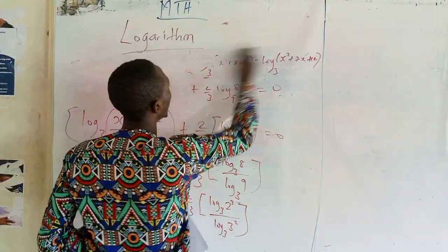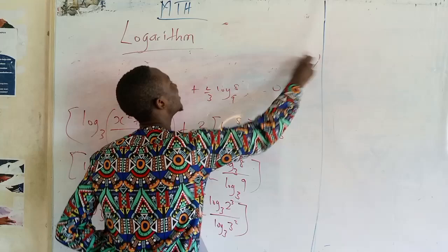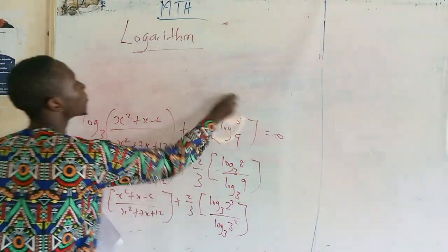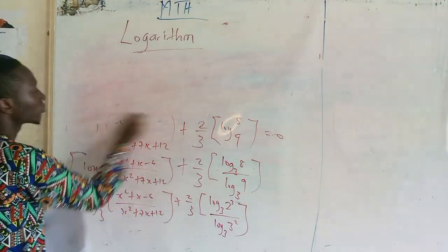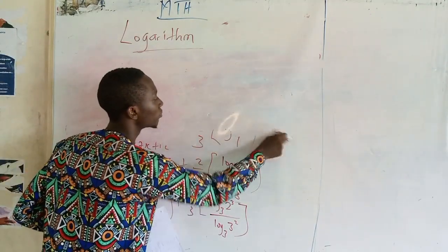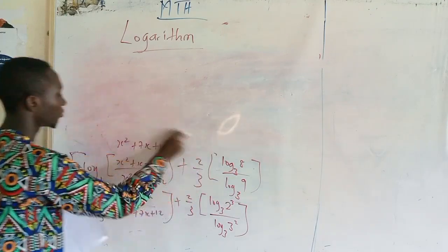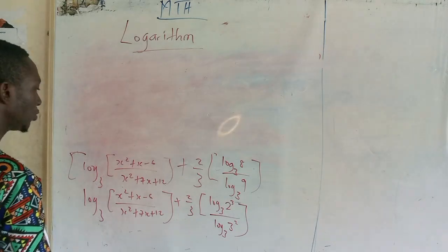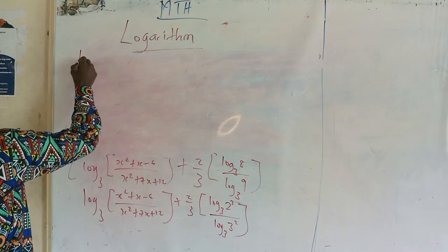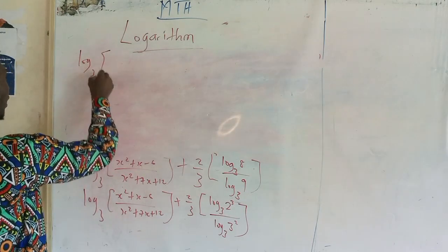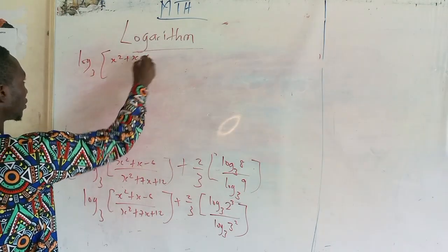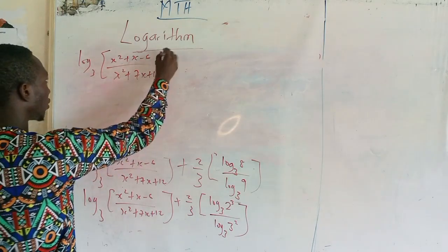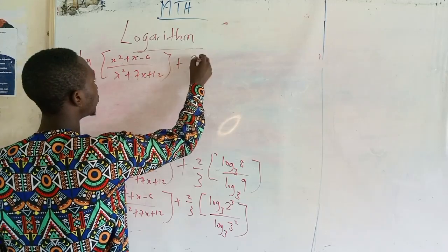Our aim is to look for x. So we are on the journey to look for x, but the journey will be an interesting one. Are we together? So let's do this. We have the log 3 of x squared plus x minus 6 over x squared plus 7x plus 12, close bracket, plus 2 over 3.